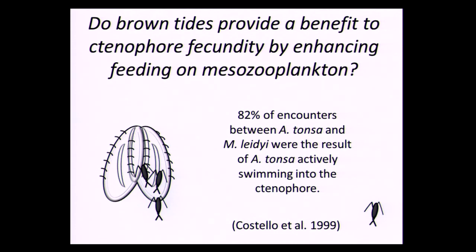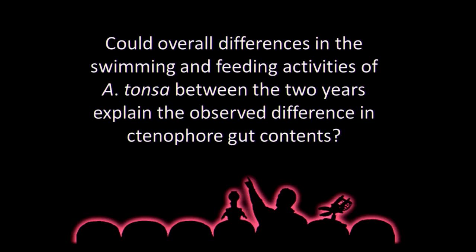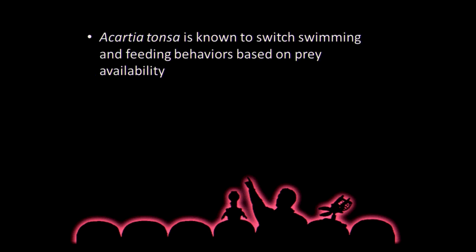So I looked into this and I said, okay, well, now I know how Acartia is ending up in my ctenophores. Maybe this will help me. Could the differences in the swimming and feeding behaviors of Acartia between those 2 years explain why I had so many more, including the percentage, right, of the copepod in my Ctenophores in 2008 than in 2009? Well, here's the neat thing. This little tiny copepod, you never thought plankton would be so complex. This little tiny copepod is known to switch swimming and feeding behavior based upon the prey availability.